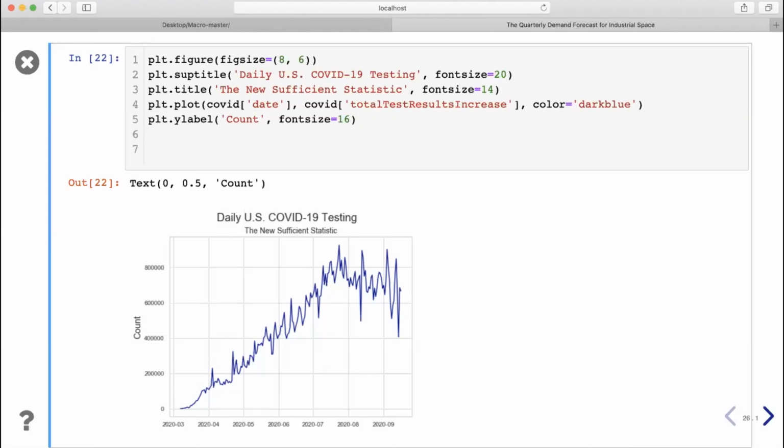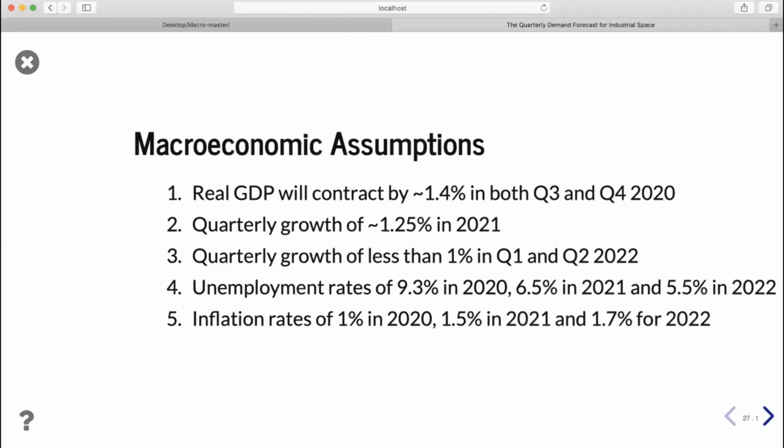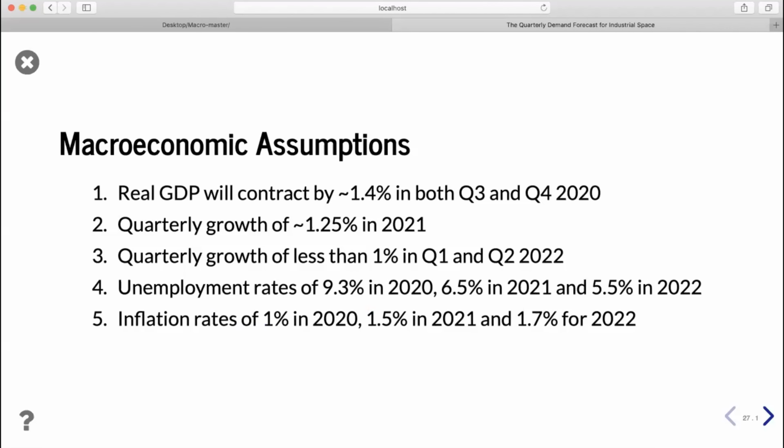Arguably, this measure today is the new sufficient statistic for macroeconomics. A sufficient statistic is an idea that everything you need to know about the world you can essentially collect in one measure. And I would argue this measure of daily testing is that sufficient statistic when you think about macroeconomics. So let's talk about the macroeconomic assumptions that are driving the industrial forecast.